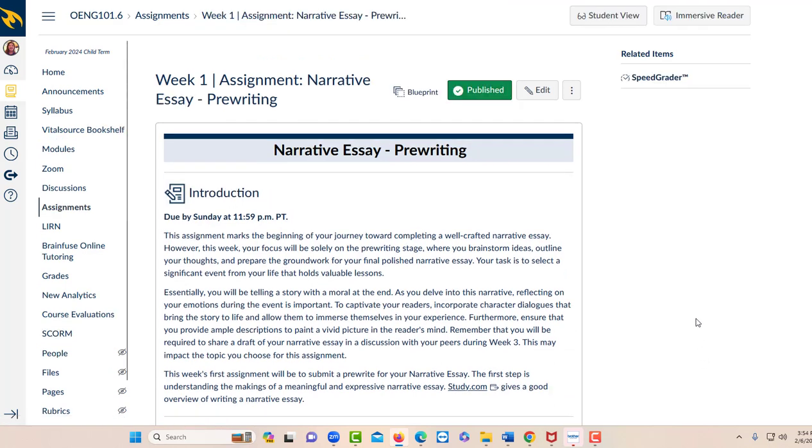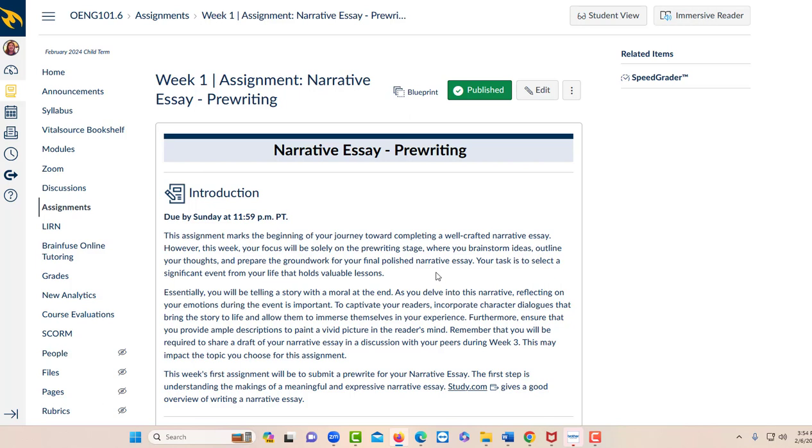And then you have your narrative essay that you're going to write. So you're going to do a pre-writing outline for this week for your narrative essay. This assignment marks the beginning of your journey toward completing a well-crafted narrative essay. However, this week, your focus will solely be on the pre-writing stage, where you brainstorm ideas, outline your ideas, and prepare the groundwork for your final narrative essay.